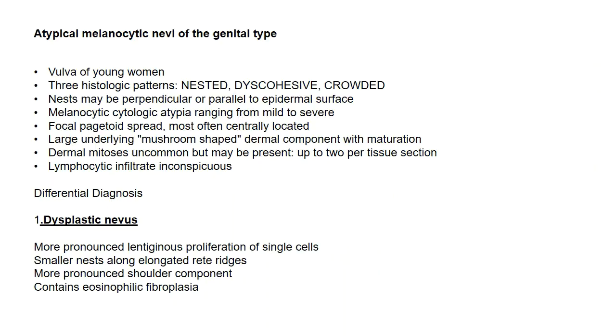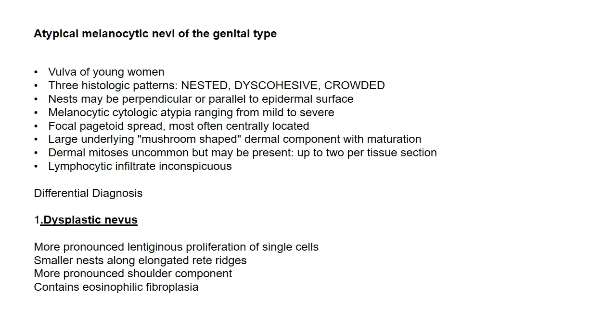Now, the next entity is that of atypical melanocytic nevi of the genital type, which you need to be aware of because it is often misdiagnosed as melanoma, when it is actually not. This tumor typically affects the vulva of young women, and there are three histological patterns: nested, discohesive, and crowded. The nests may be perpendicular or parallel to the epidermal surface. The melanocytic cytologic atypia ranges from mild to severe. There may be focal pagetoid spread, most often centrally located, and there is a large underlying mushroom-shaped dermal component with maturation. This maturation is very important to differentiate between a nevus and the melanoma. Dermal mitosis is uncommon but may be present, up to 2 per tissue section.